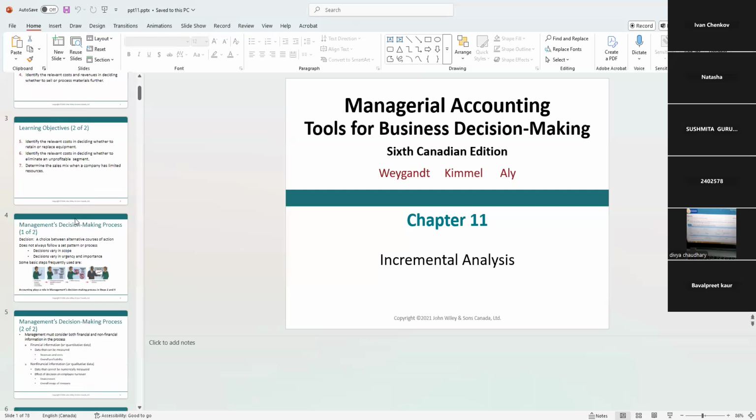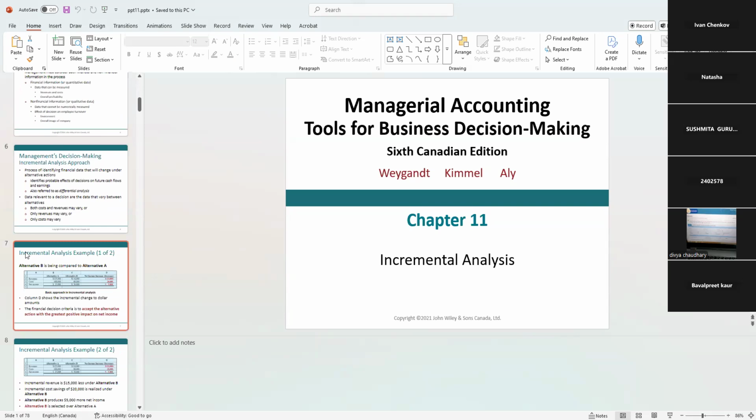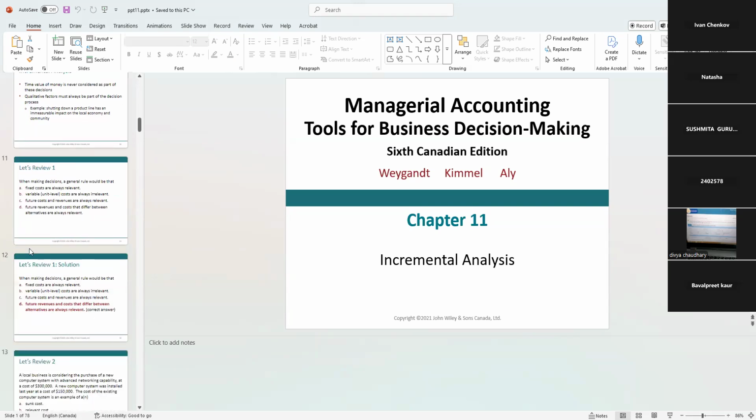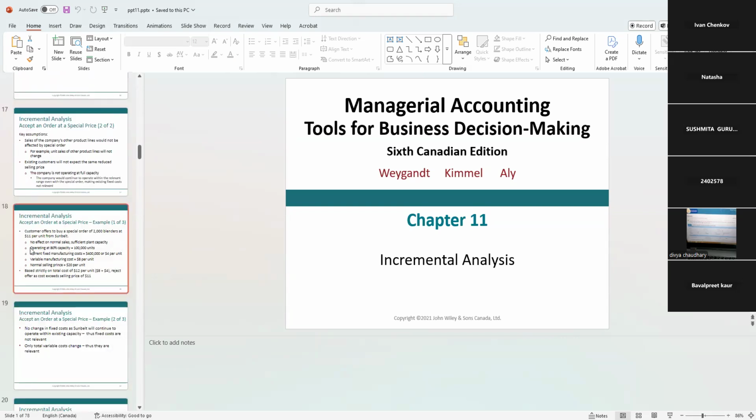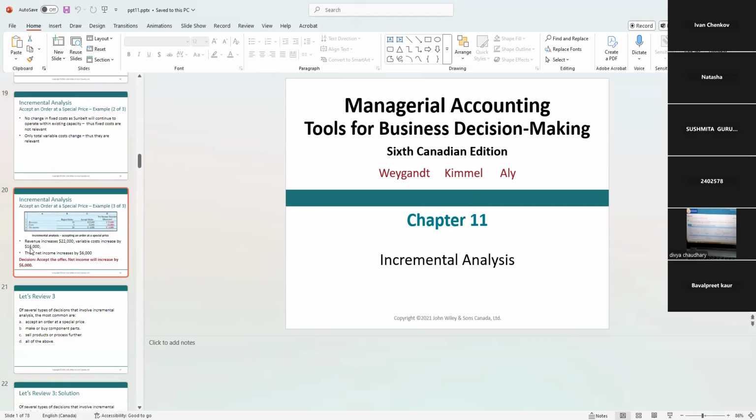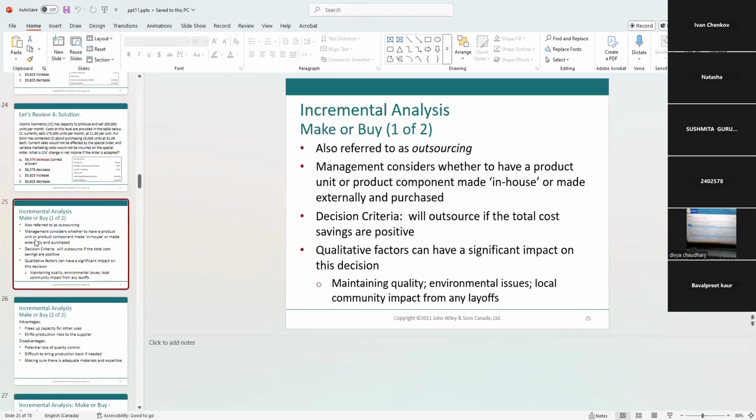Incremental analysis, again, is the one that calculates only additional profit or additional cost that's coming, and we make decisions based on that. That's for decision making. So the first question that is going to come is, should I buy it or should I still make it? So basically that will be outsourcing. Should I outsource my production or should I keep doing it internally?